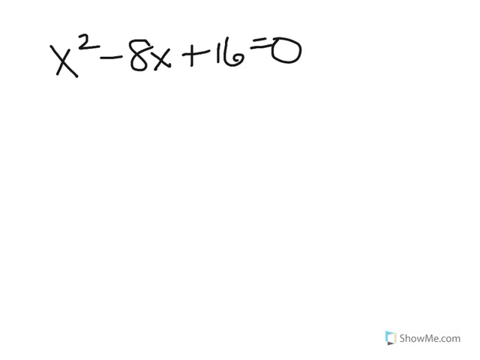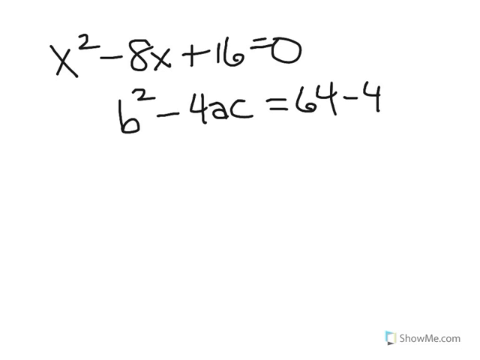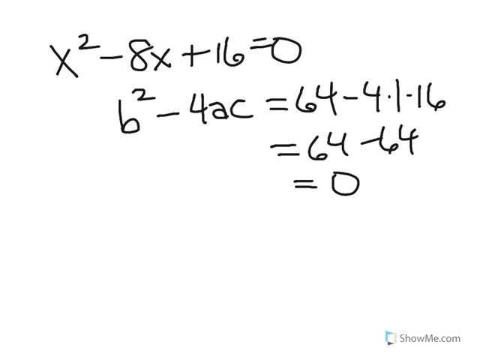Now let's consider x squared minus 8x plus 16 equals 0. Again, let's spend as much time as we can with the discriminant first. B is still negative 8, so that's still going to be 64 for b squared. Minus 4ac this time means minus 4 times 1 times 16. 4 times 1 is 4, times 16 is 64, and 64 minus 64 is 0. So the discriminant is 0.